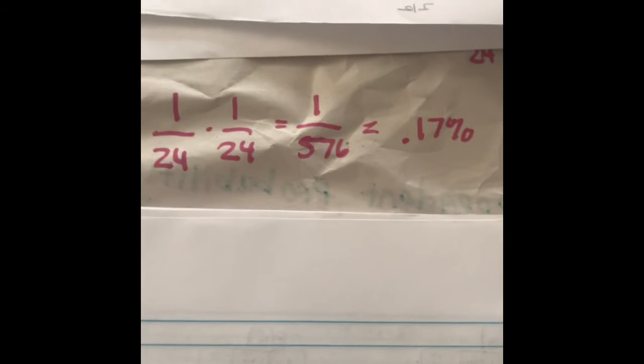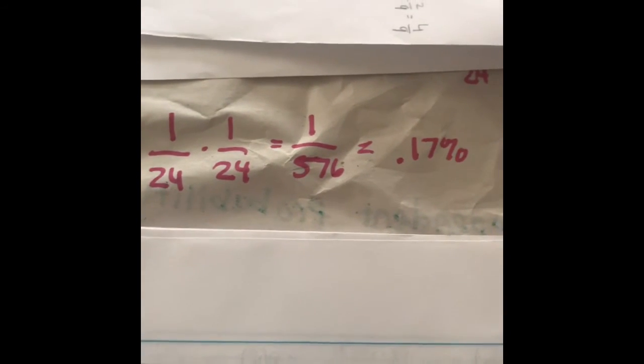1 times 1 equals 1. 24 times 24 equals 576. You do 1 divided by 576, and that equals 0.17%. So the next volunteer has a 0.17% chance they will get a red right foot as the previous volunteer got one.